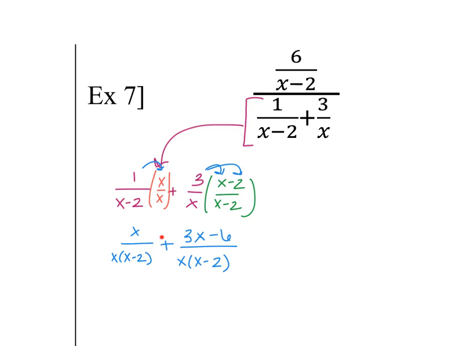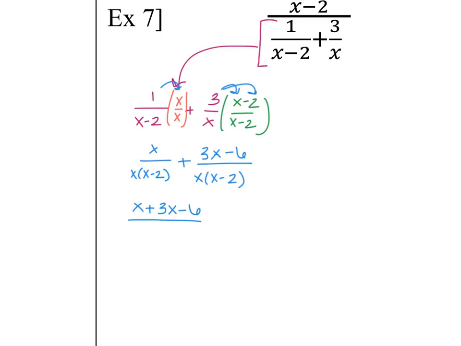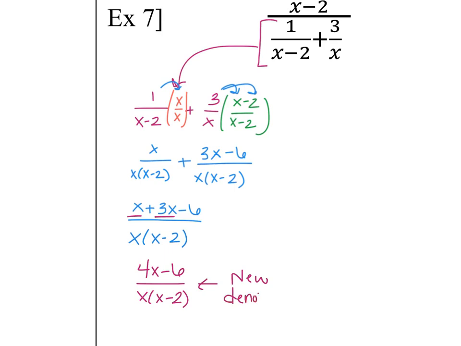So we're going to go ahead and add the numerators together. So you have x plus 3x minus 6 all over x times x minus 2. Okay, combine your like terms, x plus 3x, 4x minus 6 over x times x minus 2. So this right here is your new denominator. We haven't done anything to the top yet. We only worked with the bottom.